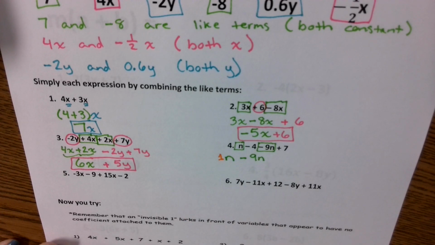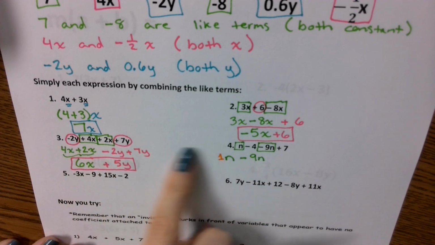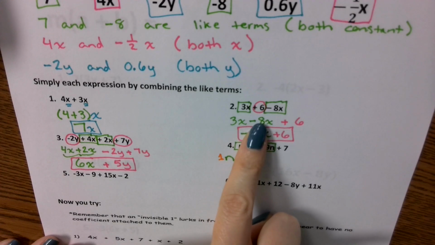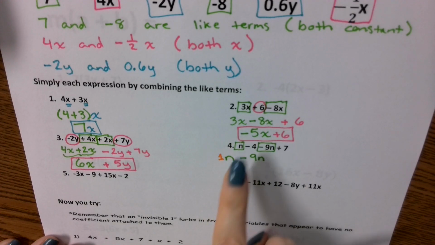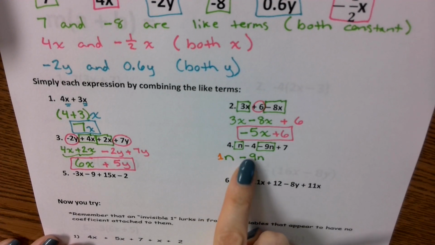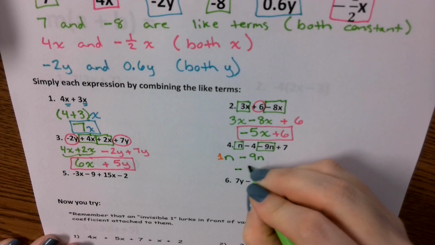A lot of people make a mistake and go, oh, well, n minus 9, and it's just negative 9 then, because they're thinking they're getting rid of the n's. You're not. It's no different than when you were subtracting 3x minus 8x and you get negative 5x. You've got a 1n minus a 9n to get a negative 8n.